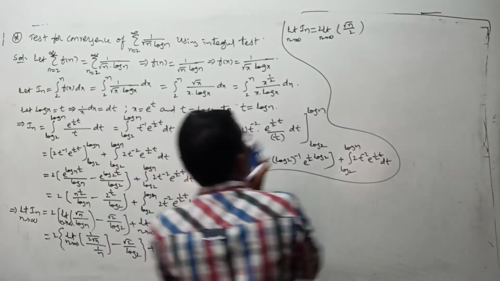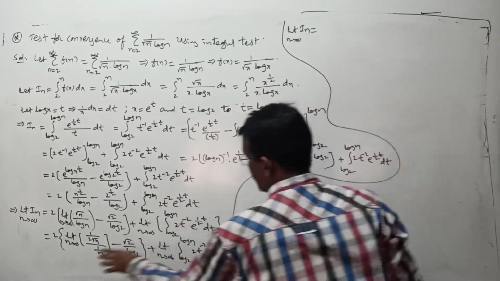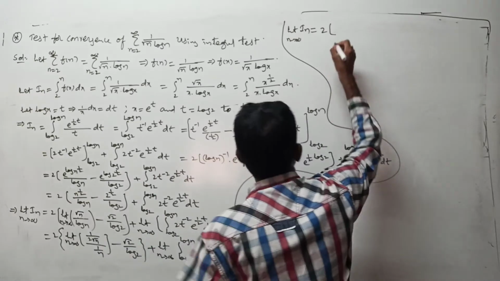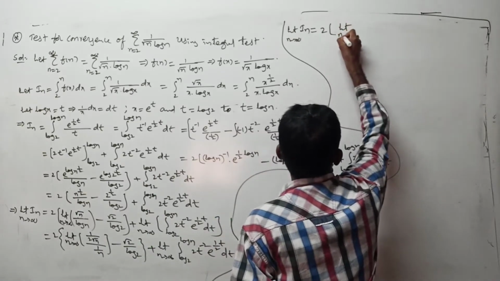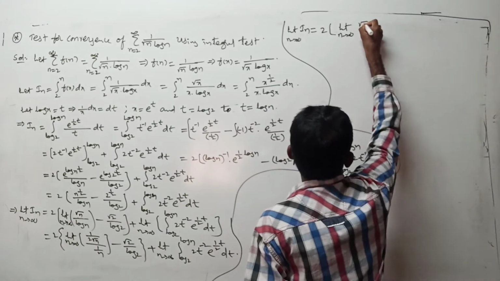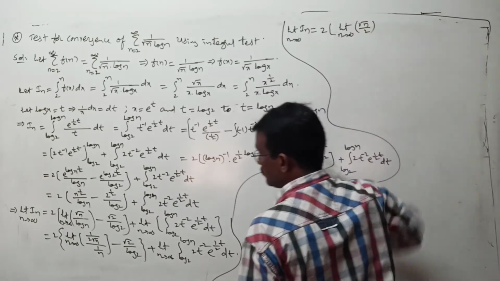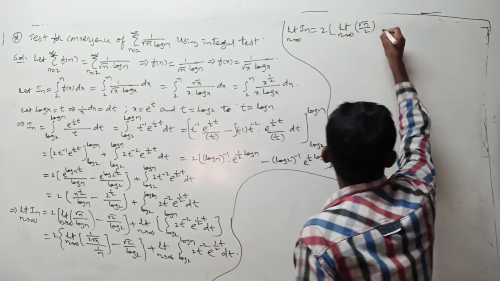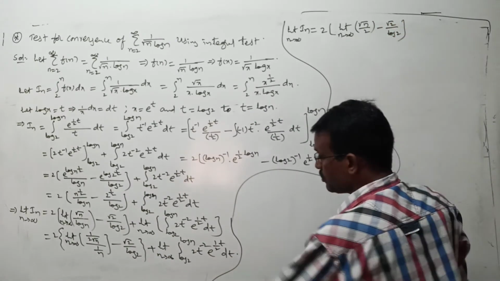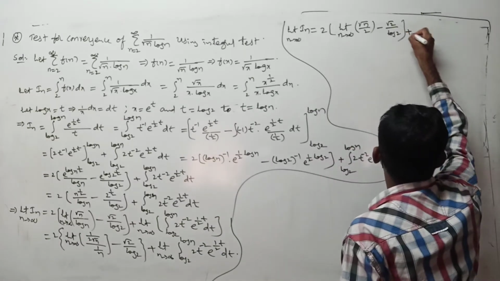Sorry, 1 minute, I will write clearly here. For this total term, 2 you can take common. 2 into, this is what? Limit as n tends to infinity, it is root n by 2. Root n by 2, this value minus this, you can write root 2 by log 2. This is this portion, plus the remaining term as it is, right?